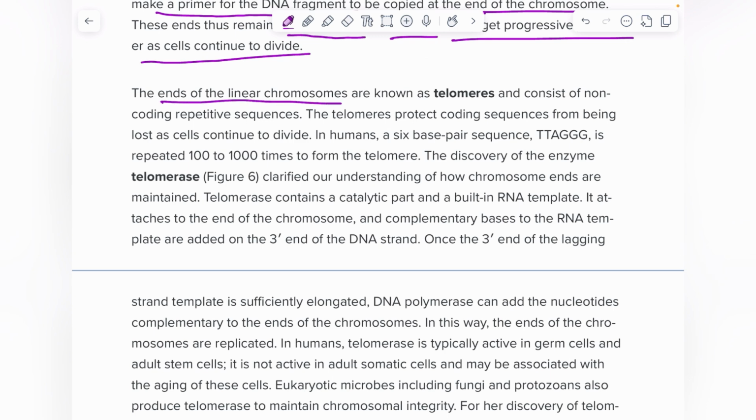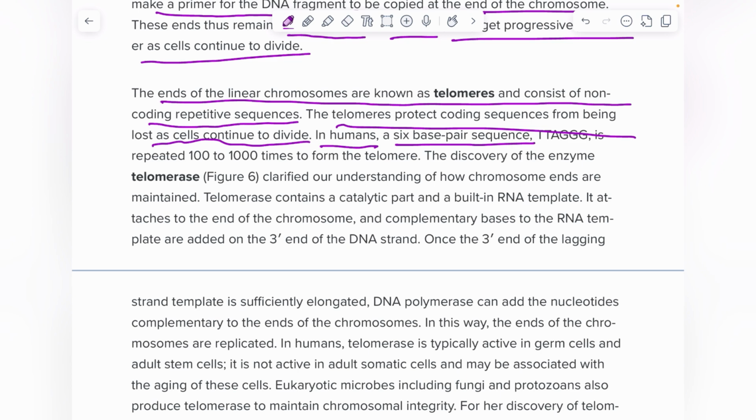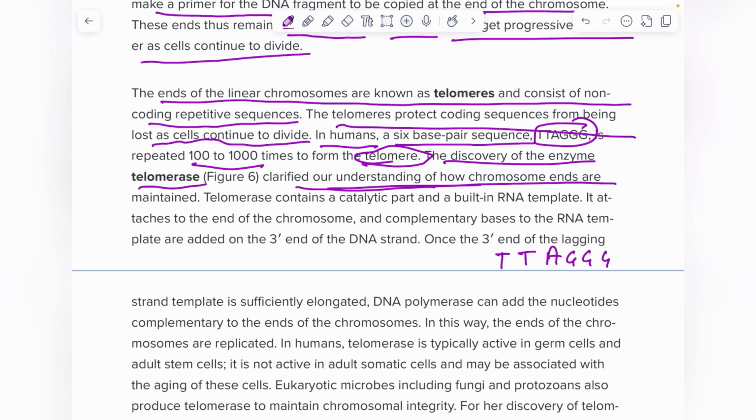The ends of the linear chromosome are known as the telomeres and consist of non-coding repetitive sequences. The telomeres protect coding sequences from being lost as cells continue to divide. In humans, a 6 base pair sequence, you should remember, TTAGGG, is repeated 100 to 1000 times to form the telomere. Where is the location of the telomere? At the end of a chromosome. The discovery of the enzyme telomerase clarified our understanding of how chromosome ends are maintained.